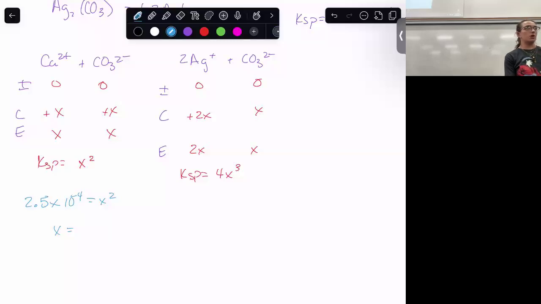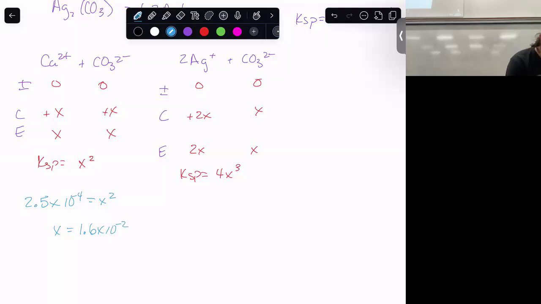What is solubility? Concentration, number of ions in solution. Product, multiplication, you're multiplying them together, right? So it breaks down this concept of the ions in solution. Okay, so x here becomes 1.6 times 10 to the negative 2, right?